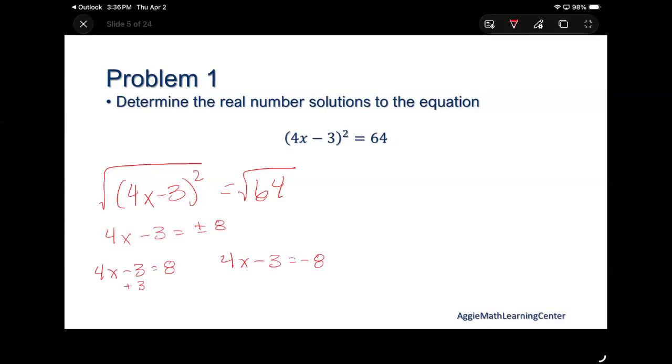So we're adding 3 to both sides. Beautiful. 11. Take us home with this one. Oh, and then just add the 3 over again on the other one, and then just divide both of them by 4. By 4. Beautiful. Okay, so our solutions here are x equals 11 over 4 and negative 5 over 4.